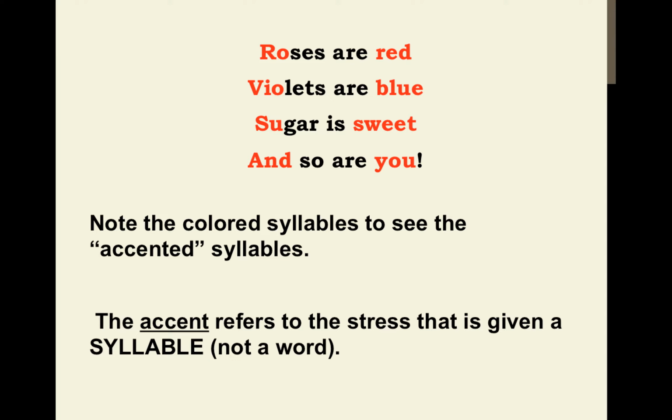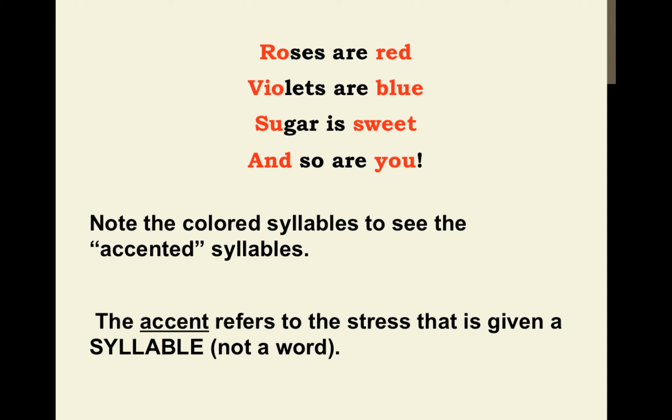So this is a regular, meaning it's a consistent pattern. And you can see we've got a dun dun dun dun, dun dun dun dun, dun dun dun dun, dun dun dun. That's how we listen for the accented syllables and try to figure out a poem's meter.